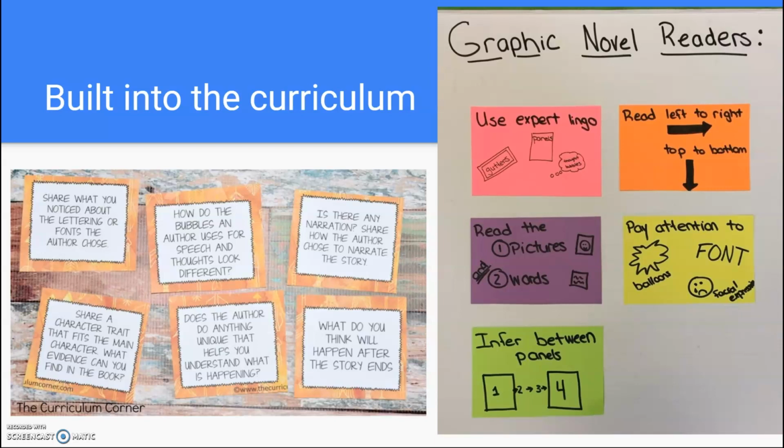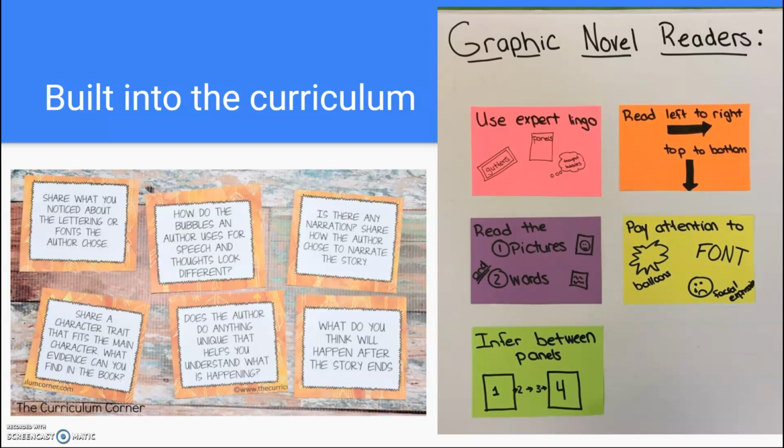And for the first picture on the left, I'm going to read and explain what these mean compared to graphic novels and using them. It says, share what you notice about the lettering or fonts that the author chose. How do the bubbles the author used for speech and thoughts look different? Is there any narration? Share how the author chose the narrative, the story. Share a character trait that fits the main character. What evidence can you find in the book? Does the author do anything unique that helps to understand what is happening?